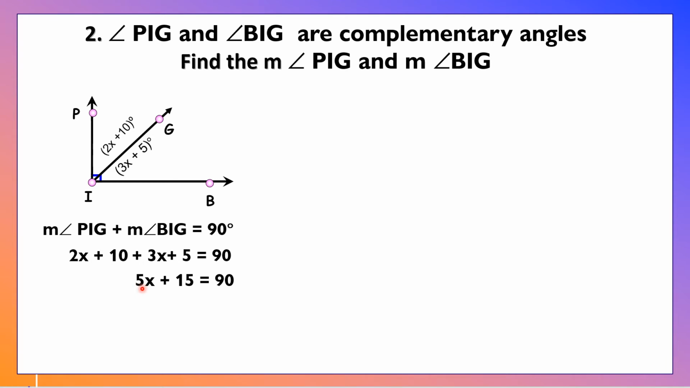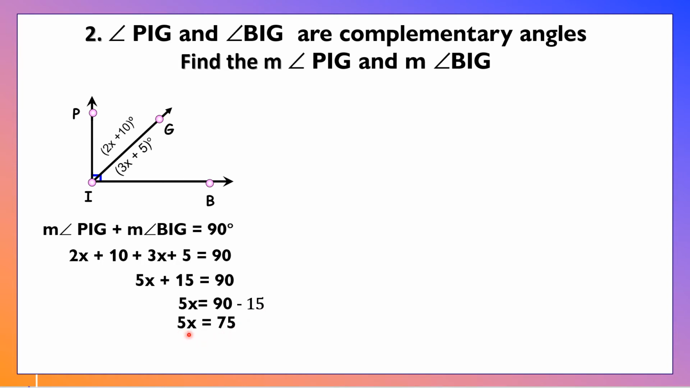So, ito, pinag-add natin yung 2x plus 3x, kaya we have 5x here. And then, 10 plus 5 is 15. Next, we will add both sides by negative 15 or para mas mabilis, transpose natin yung 15. So, pag nag-transpose tayo, from positive, mag-change siya into negative. So, we now have 5x is equal to 90 minus 15. So, 5x now is equal to 75 kasi 90 minus 15 is 75.